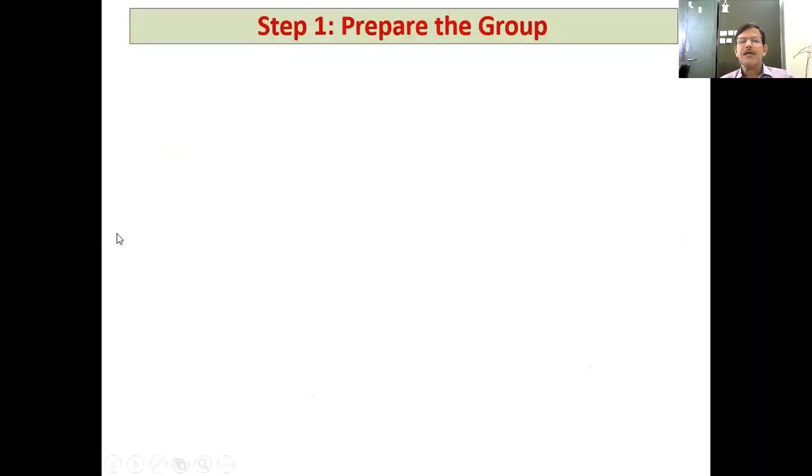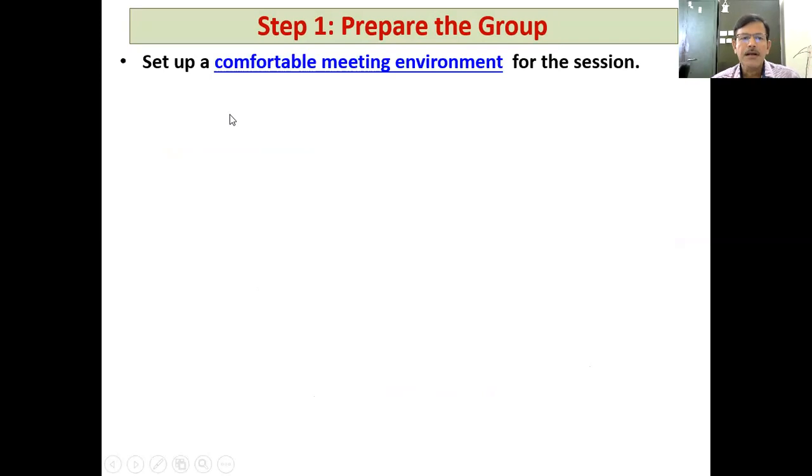So there are different steps involved here. The first step is to prepare the group. Set up a comfortable meeting environment for the session. This is very important. If you organize any small group technique, including brainstorming, see that a comfortable meeting environment is there, including your venue, the room where you conduct the brainstorming session. Make sure the room is well lit, with a good lighting arrangement, ventilation, and proper seating arrangement, because everybody should face each other in the group brainstorming.